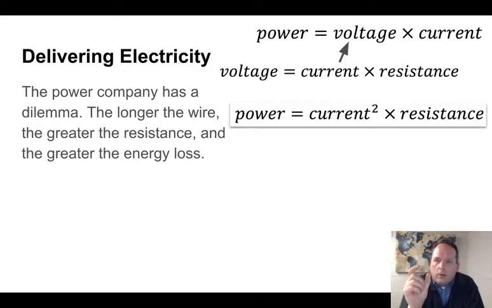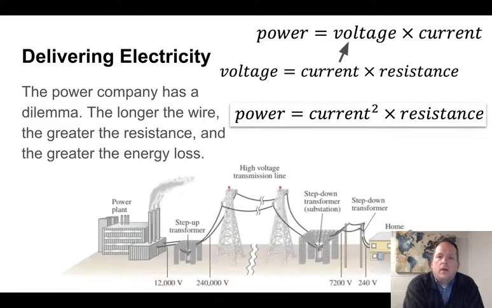You want to get a certain amount of power to the customer, right? A certain amount of energy per time. And so the way to do that, if you want to do that at a relatively low current, is to do it at a high voltage. And that's in fact what's done in AC systems.